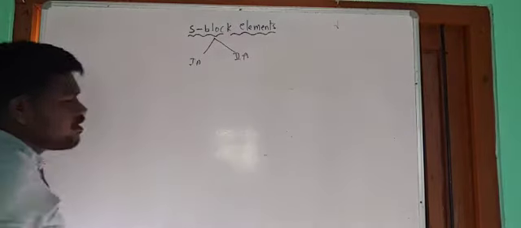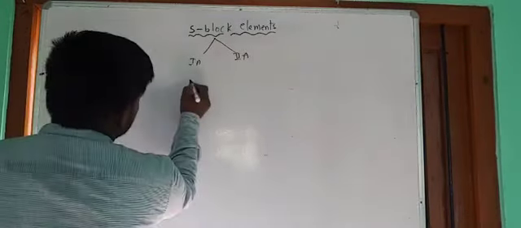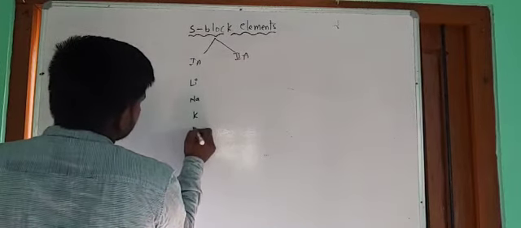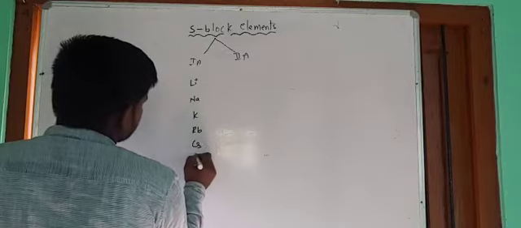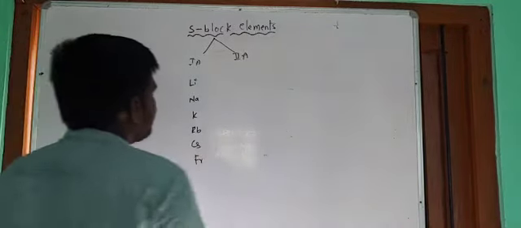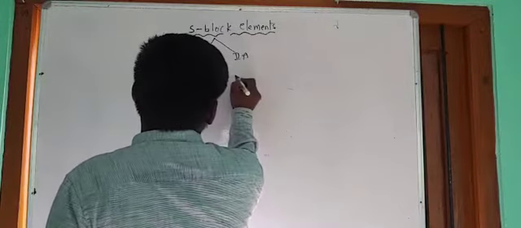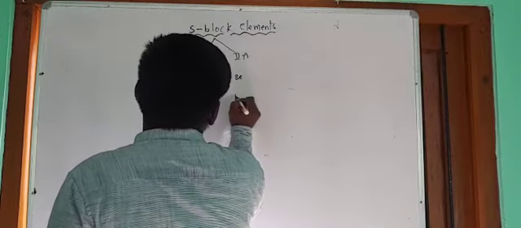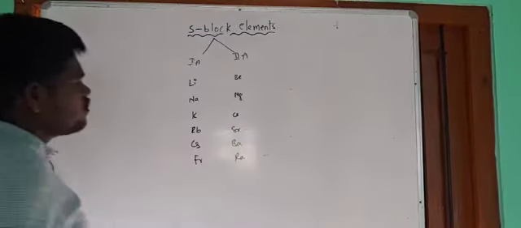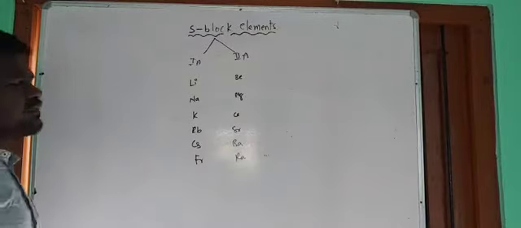Now the elements present in the first A group: lithium, sodium, potassium, rubidium, cesium and francium, Fr. And the elements present in the second A group: beryllium, magnesium, calcium, strontium, barium and radium. So these are the elements present in the second A group.